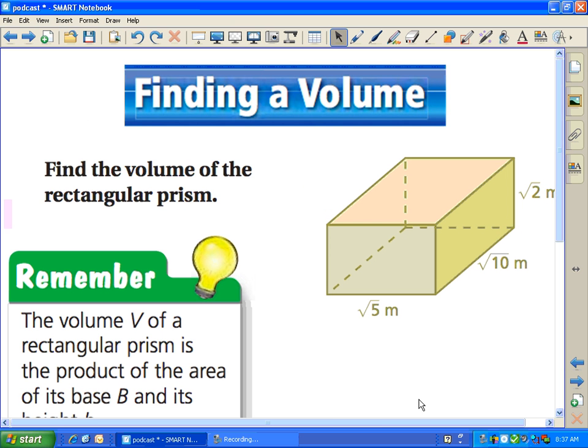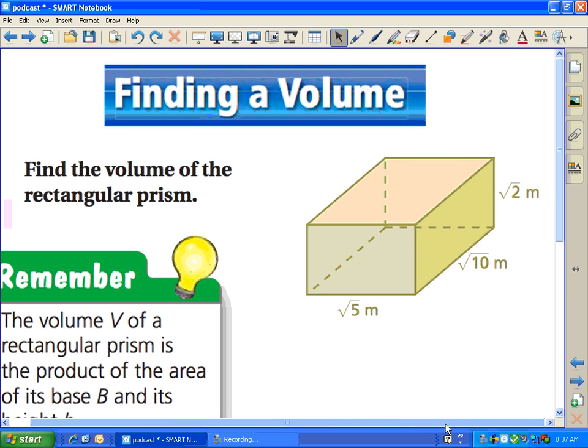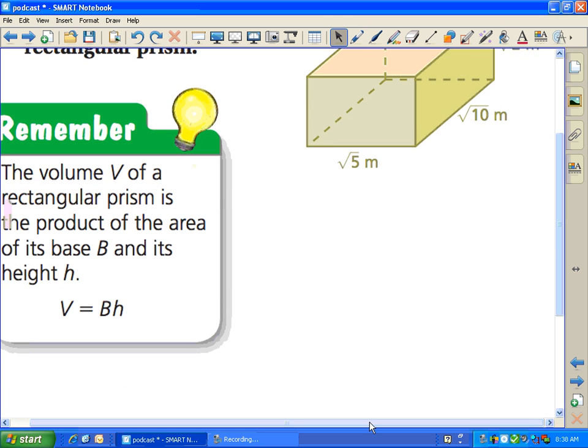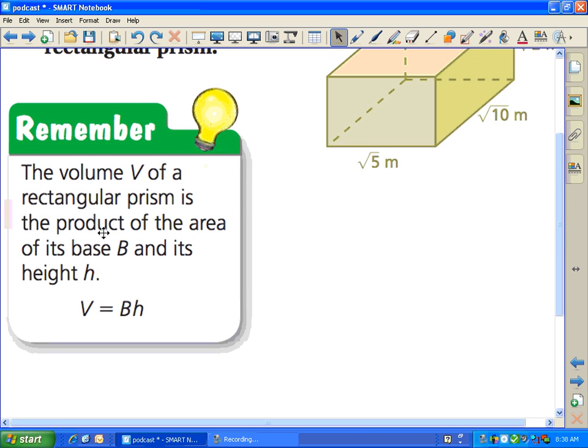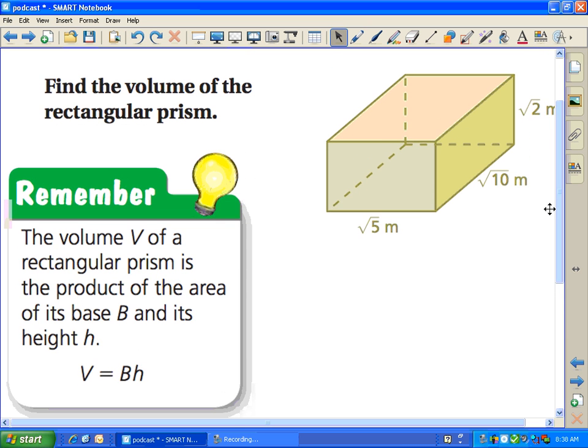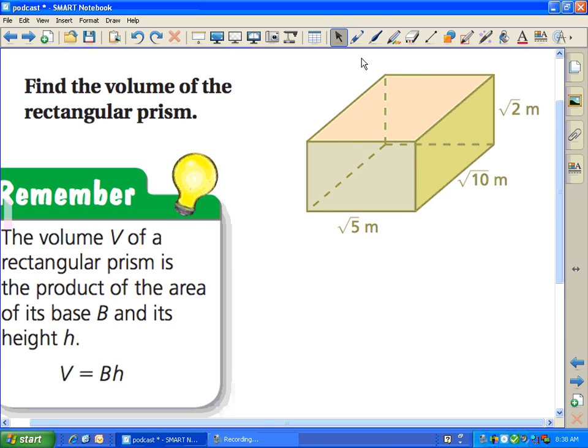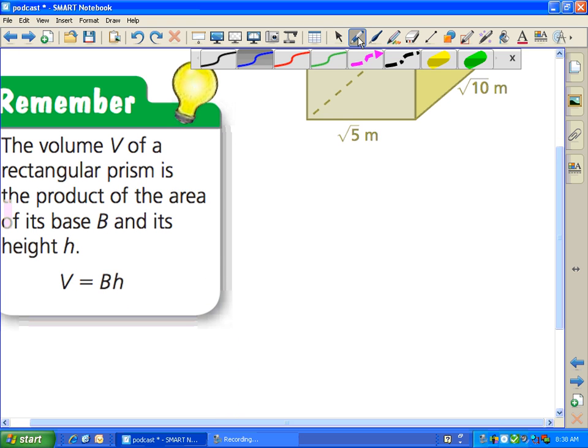Volume. They asked me to find the volume of this rectangular prism. Remember, by definition, volume is the length times the width times the height. Well, since we have FCAT 2.0 now, they no longer use this formula, length times width times height, because that's old school. They use a new formula, which is the volume is the base times the height.